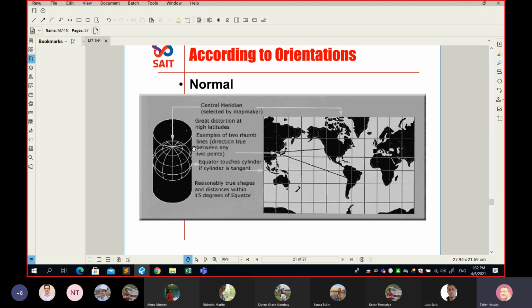For example, this is a projection system using a cylinder where the axis of the cylinder is the same as the axis of rotation of the earth. One more time, in this picture it's a cylindrical projection, so it's a cylinder, while the axis of the cylinder is the same as the axis of rotation of the Earth. Do you agree?